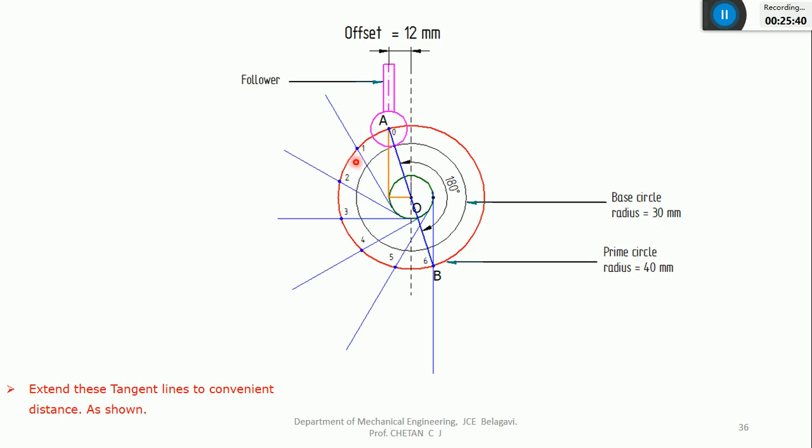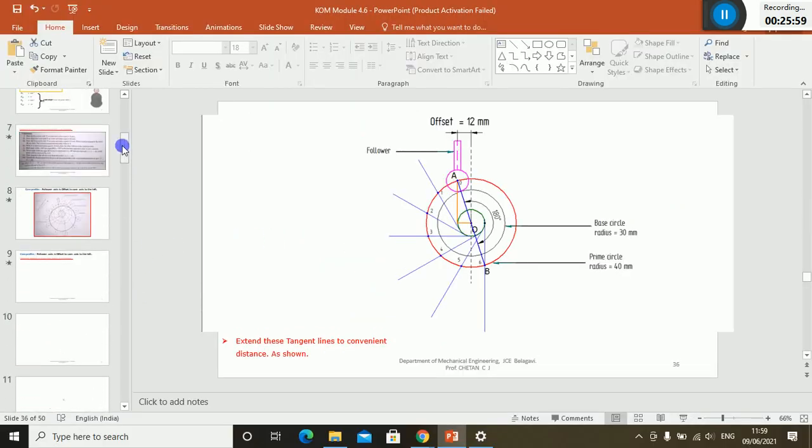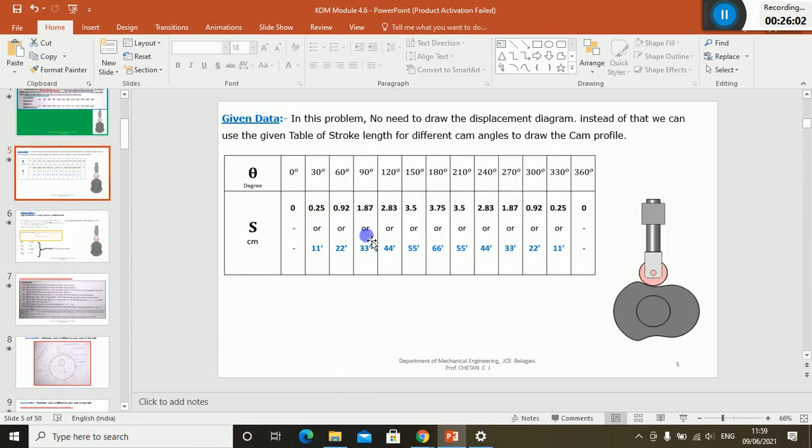After that, with respect to all these 6 points and these 6 tangent lines, I have to transfer the distances, that is 1 to 1 dash, 2 to 2 dash, 3 to 3 dash, 4 to 4 dash, 5 to 5 dash, and 6 to 6 dash. Already it is given in the problem, so you can go through the problem statement again. I have noted down these distances for different angles, numbered 1 to 1 dash up to 6 to 6 dash for the outstroke.